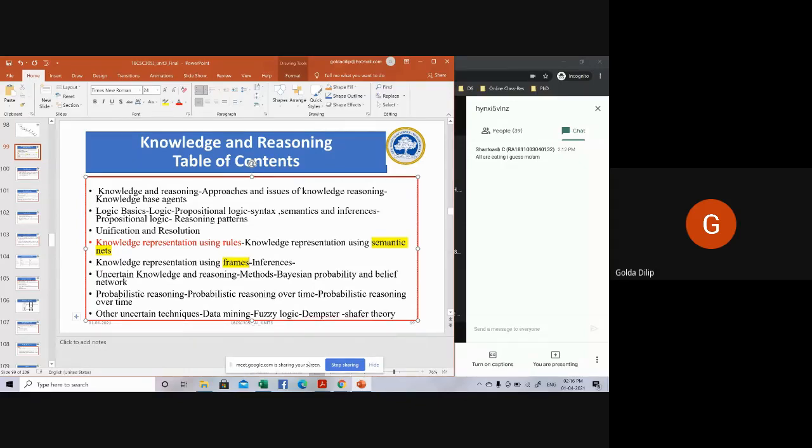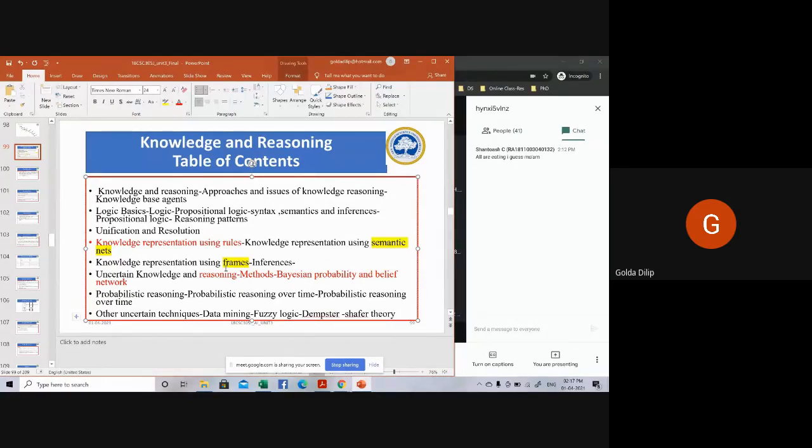Okay, if there's some amount of uncertainty involved, uncertain knowledge, or some amount of belief involved, then some other techniques are used. You have something called Bayesian probability, Bayesian belief network. That we will take up at the end of the unit. So as of now, we'll look into knowledge representation diagrammatically using rule-based systems, that is, using semantic nets and also knowledge representation using frames.